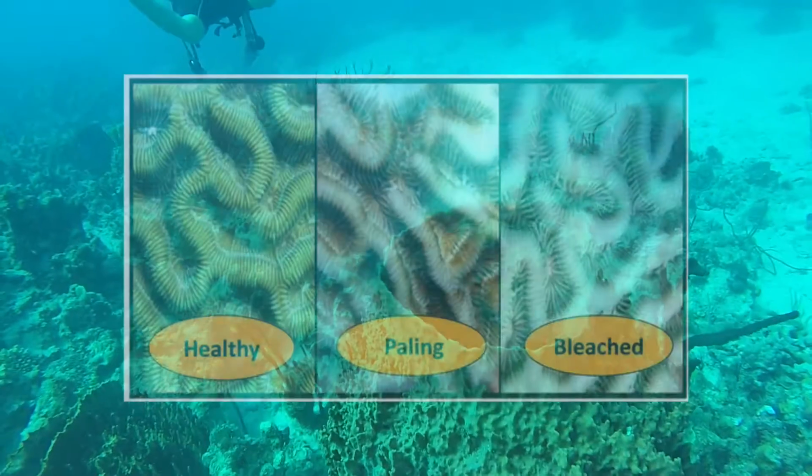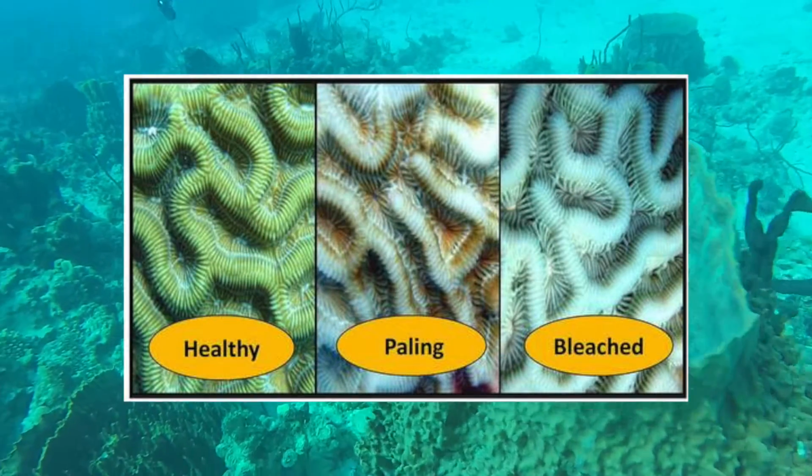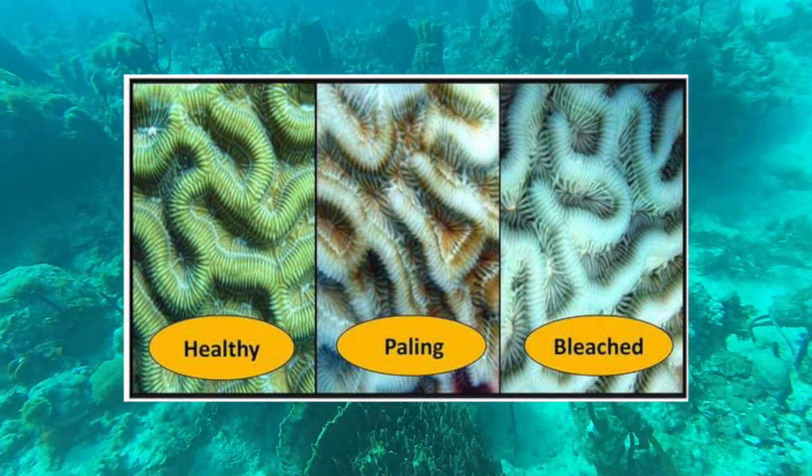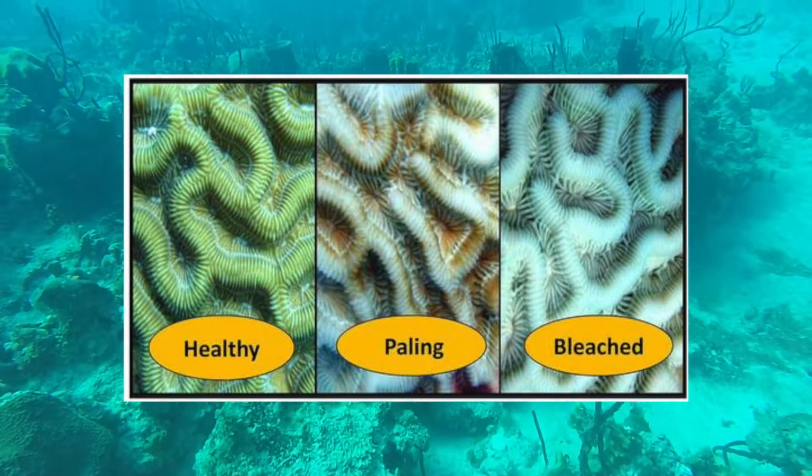Here's an example of bleached coral. In 2005, the U.S. lost half of its Caribbean coral in 1 year due to a massive bleaching event.